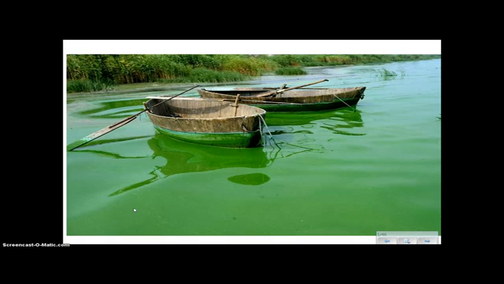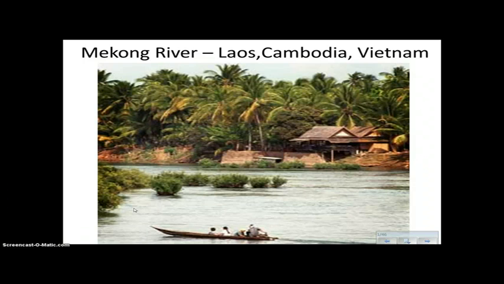If you recall, at the Olympics a few years back in China, they had to import water to fill the pool because they didn't want to pollute the athletes, and there were some athletes who refused to swim in the polluted water of China. Here's the Mekong River, which starts in China and flows through Laos, Cambodia, and Vietnam.